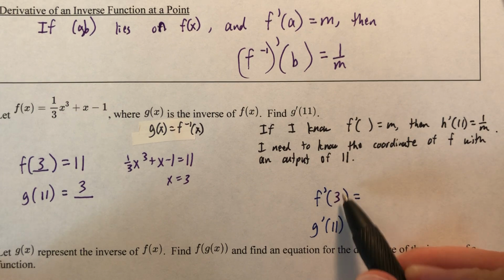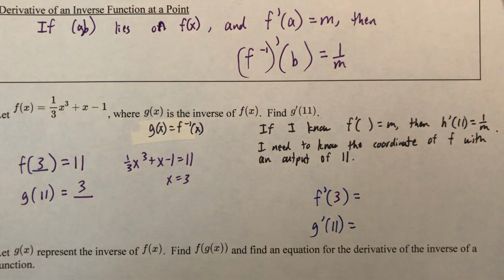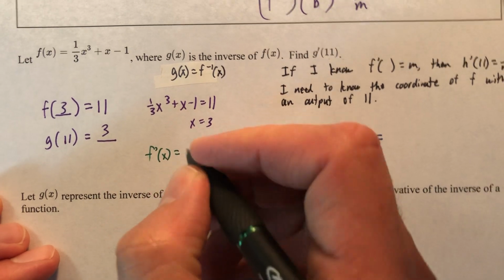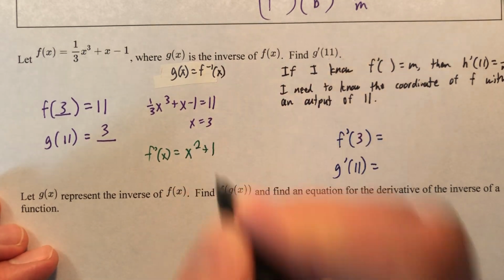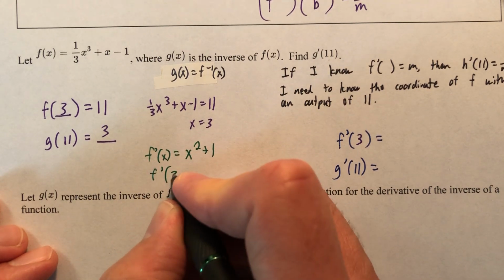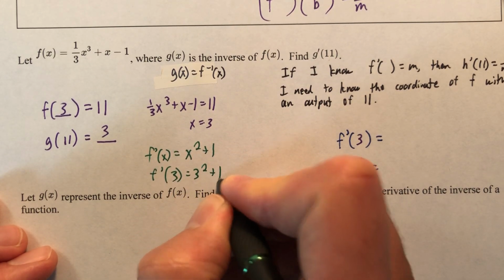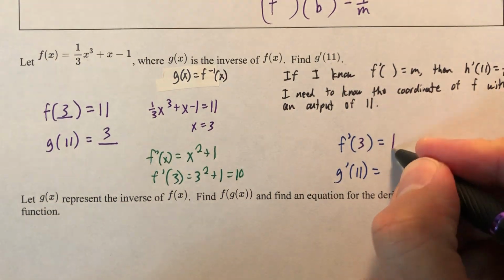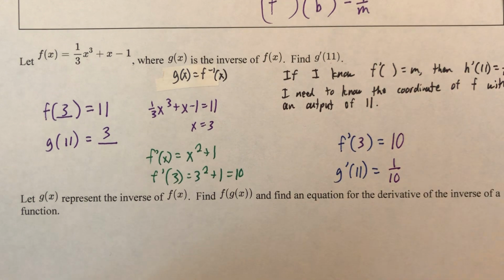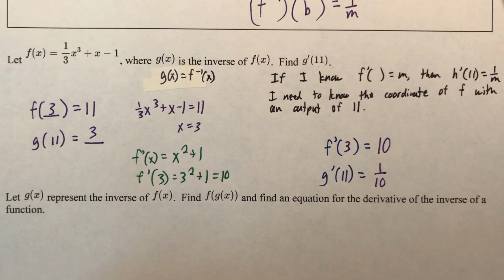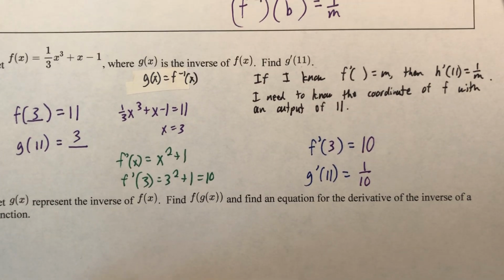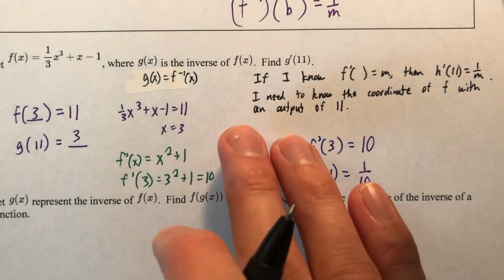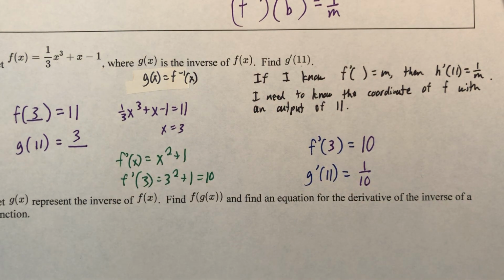I can find this super easy because I know how to do calculus, and so do you. So f prime of x is equal to x squared plus 1. Well, f prime of 3 is equal to 3 squared plus 1, which is 10. So g prime of 11 is 1/10. There is a formula that we're going to discover in the next video that is going to always work all the time. It's wonderful. It seemed a little more roundabout, but this is more practical sometimes.